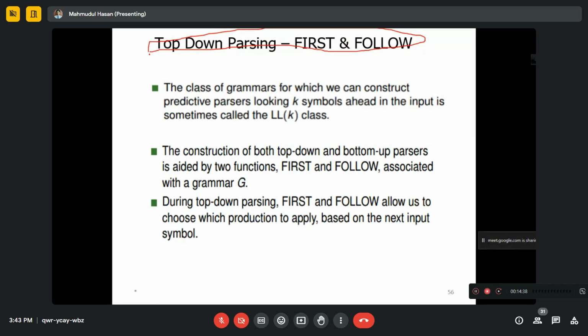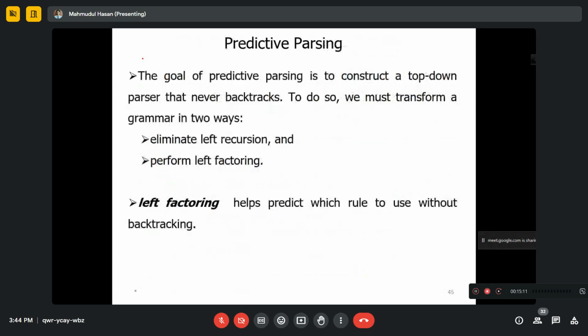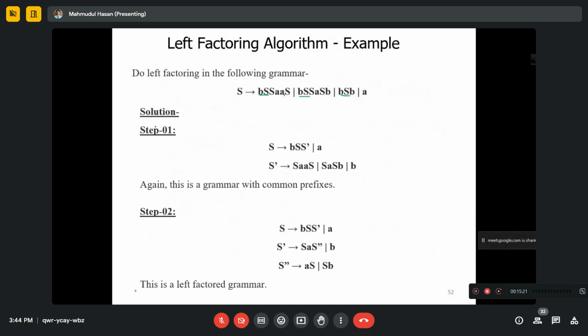If you think about predictive parser, is backtracking needed or no? Yes or no? Hello? Sir, we don't know the answer. Why don't you know? Because I discussed it in the last class. So a predictive parser works without backtracking. Predictive parser doesn't need backtracking.